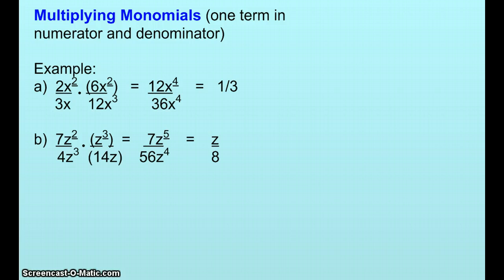In the second example, example B, you have 7z squared over 4z cubed times z cubed over 14z. Again, multiply straight across here. So it's going to be 7z to the fifth. Remember, when you're multiplying exponents, you add them. So 7z to the fifth divided by 56z to the fourth. This reduces down to z over 8.